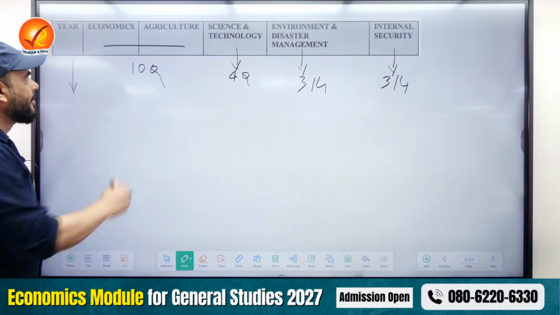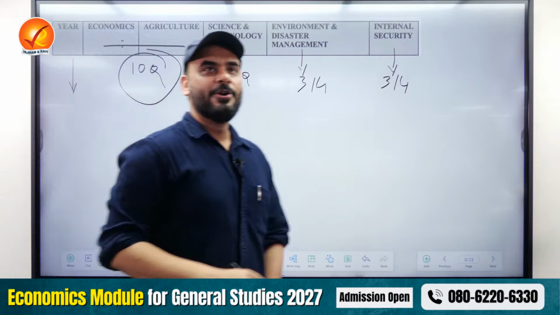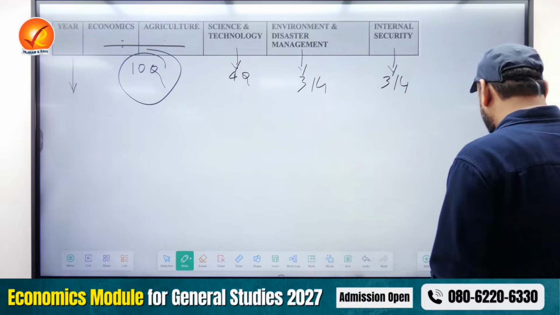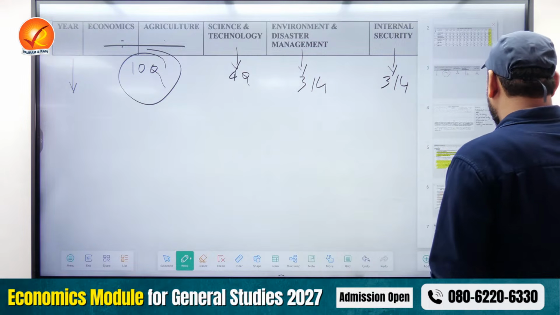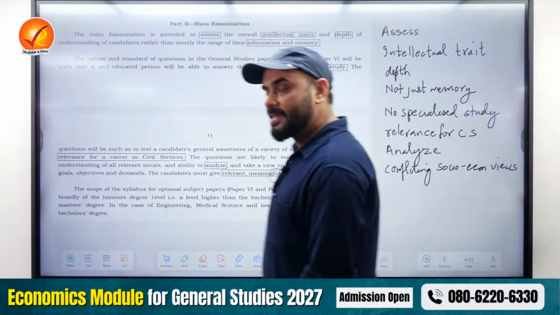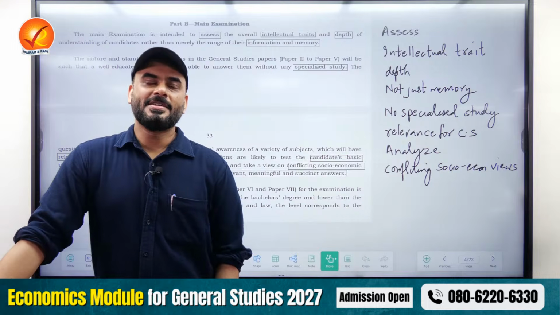Which means that normally we can expect that from the economy part and the agriculture part, we are going to get roughly 10 questions. Now, let me show you the story of these 10 questions for this year. So, first of all, what is there in the syllabus of economy for prelims and what is there in the syllabus for mains? That's the most interesting part.